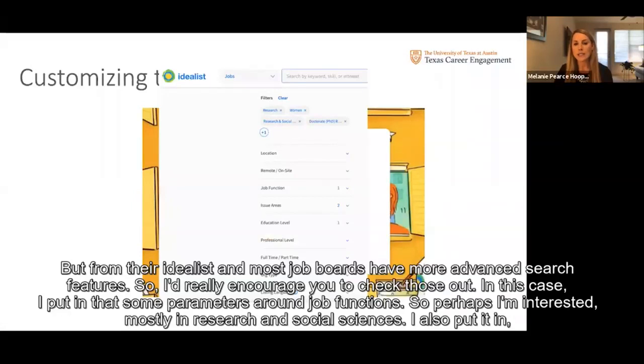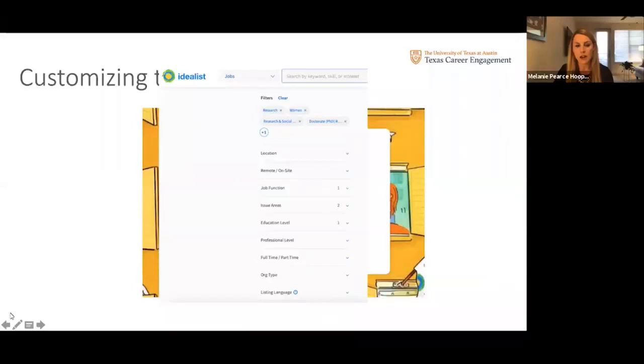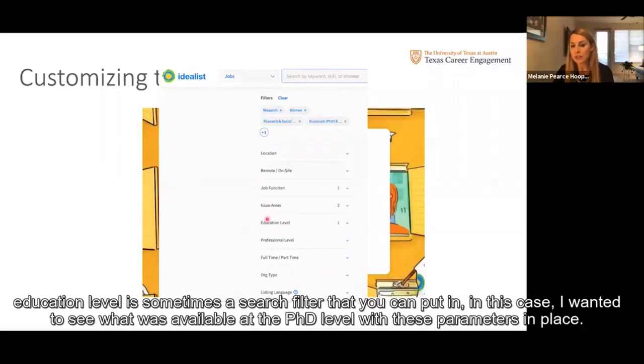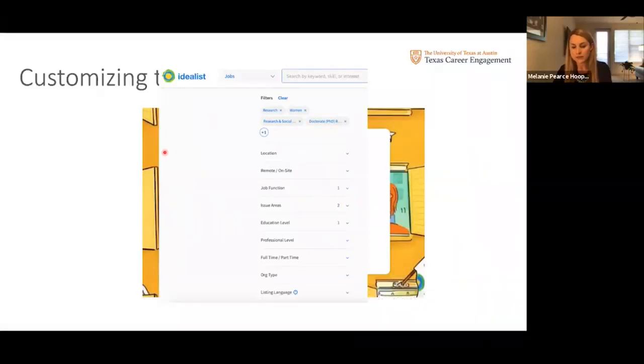But from there, Idealist and most job boards have more advanced search features. So I'd really encourage you to check those out. In this case, I put in some parameters around job functions. So perhaps I'm interested mostly in research and social sciences. I also, I'm going to do the laser pointer again, I also maybe am interested in particular issues. So maybe the issues are surrounding women, women's health. Education level is sometimes a search filter that you can put in. In this case, I wanted to see what was available at the PhD level with these parameters in place.